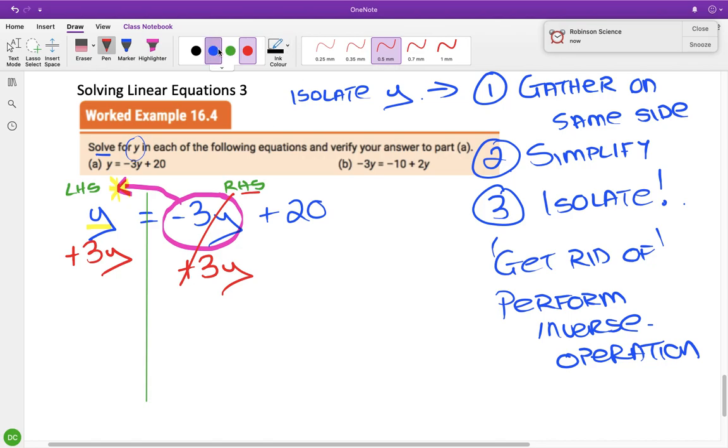Okay, now I've gathered them. So the y's are over here on the left hand side, and these are no longer here on the right hand side. The only thing left on the right hand side is the 20. So I'm into step 2, which is to simplify. Okay, so we've a bit of invisible maths here, and we've done loads of simplification. So we have 1y and we have 3y. So in total, in the y family, we have 4 of them. And as I said, this is gone. This took it out.